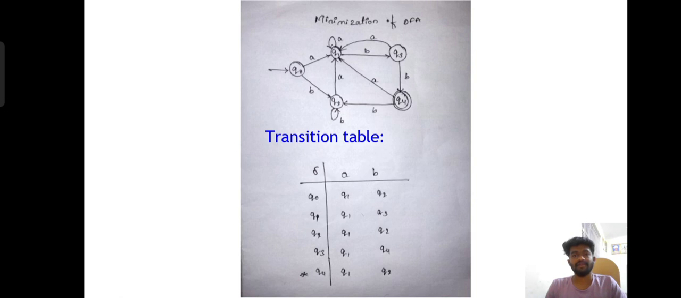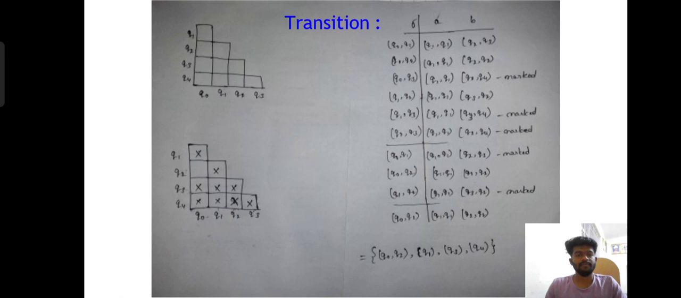Let us see an example. In the minimization of a DFA, the diagram consists of five states: Q0, Q1, Q2, Q3, and Q4. Q0 is the initial state and Q4 is the final state. We can see the transition table for Q0, Q1, Q2, Q3, and Q4. From this transition table, we have to generate a table.